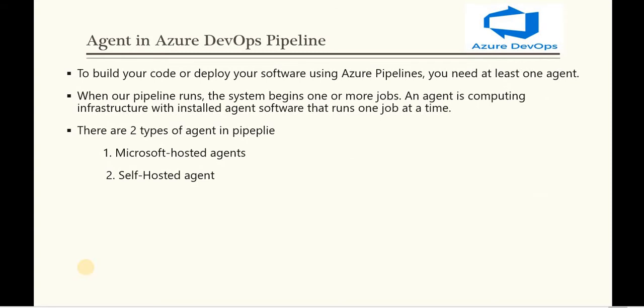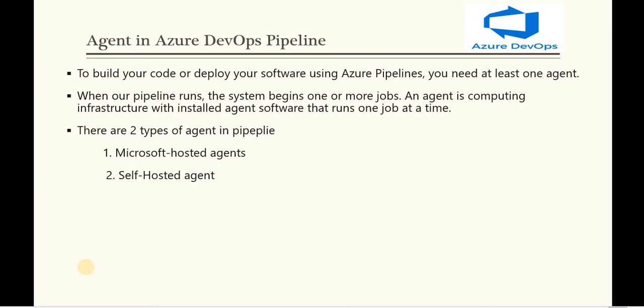The common and most important thing in the Azure DevOps pipeline is the agent. So what is the agent? To build code or deploy our software using Azure Pipelines, we need at least one agent. Suppose we are going to create a pipeline, then at least one job is required. There can be more than one, but at least one agent is required. When our pipeline runs, the system begins one or more jobs. An agent is computing infrastructure with installed agent software that runs one job at a time.